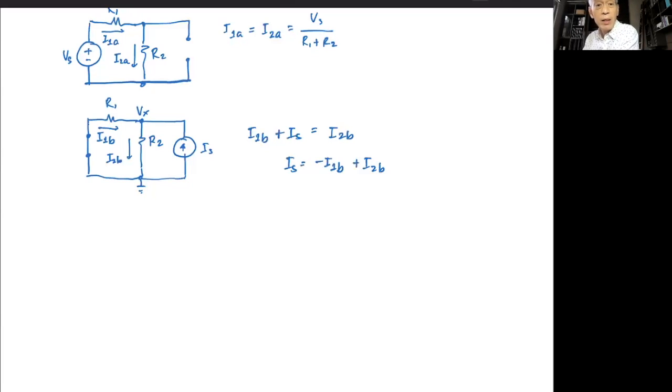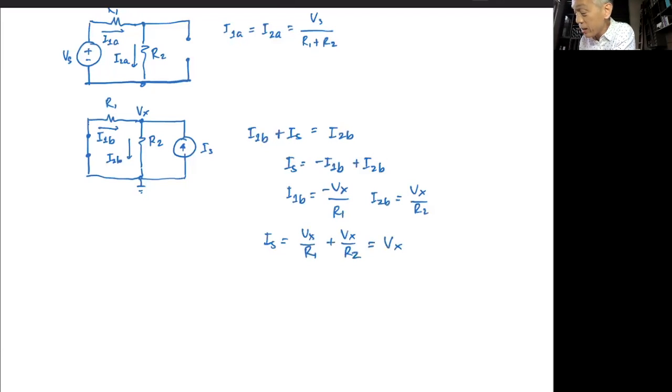However, if you take a look, I1B is actually equal to negative Vx over R1. Now, I2B is straightforward. I2B is equal to Vx over R2. Therefore, if you substitute this back, Is is equal now to Vx over R1, because of the negative, plus Vx over R2. Or this is just Vx times 1 over R1 plus 1 over R2. So you can solve for Vx. Vx is equal to Is times R1 R2 over R1 plus R2.